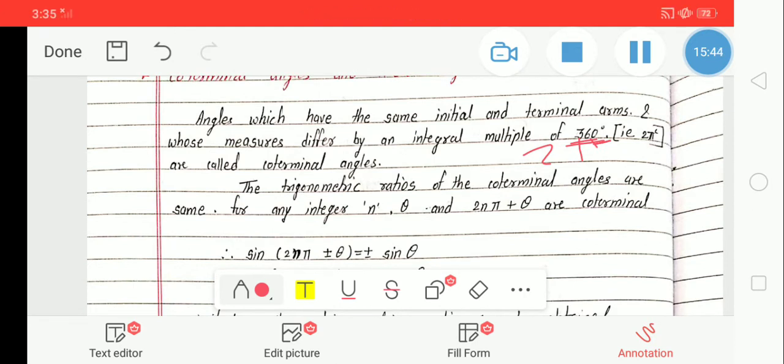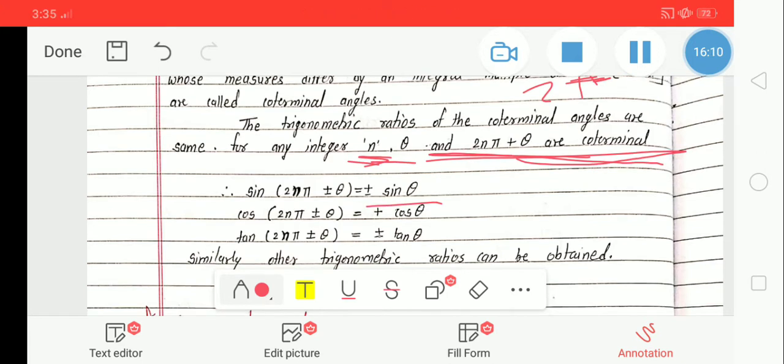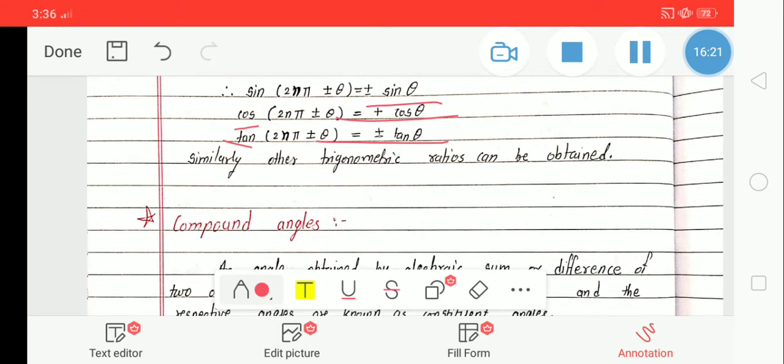Trigonometric ratios of coterminal angles are the same for any integer n. For any integer n, theta and 2n pi plus theta are coterminal. So sin of 2n pi plus minus theta is equal to plus minus sin theta, cos of 2n pi plus minus theta is equal to cos theta, and tan of 2n pi plus minus theta is equal to plus minus tan theta. Similarly, other trigonometric ratios can be obtained.